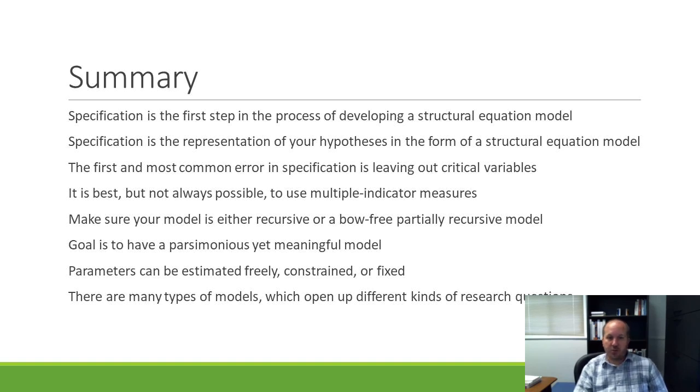It is best, but not always, to use multiple indicator measures. So we want to have manifest or latent variables as much as possible in our structural equation model. Our goal is to have a parsimonious but meaningful and impactful model, something that people will care about and want to know about, with enough sophistication to include some of the other variables and really be meaningful and impact change. When we develop those parameters, the arrows, they can be estimated freely, as the data indicates, we can constrain them to be a certain value, or we can take pairs, or even more than pairs, two or more parameters, and constrain them to be equal.